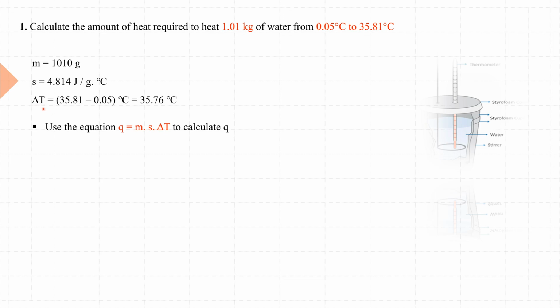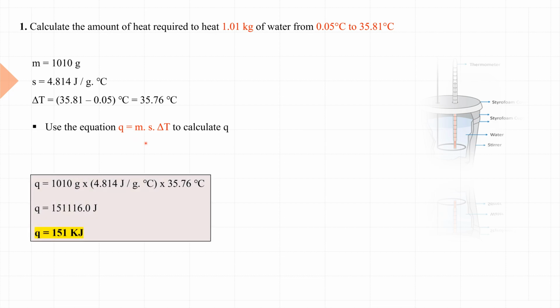Delta T. Delta T is the temperature change, final temperature minus initial. Final is 35.81 minus initially 0.05. Then the difference is 35.76 degrees Celsius. Now let's apply the Q equals m S delta T equation to calculate the Q value, the amount of heat. You can see Q is equal to mass times specific heat value times temperature change. If you divide this Q value in joules by 1000, you can convert it into kilojoules. It is 151 kilojoules.